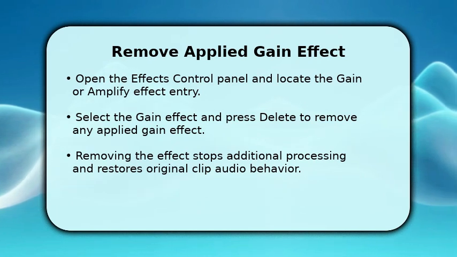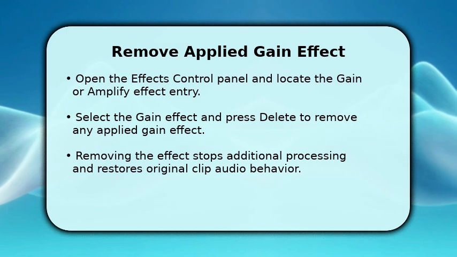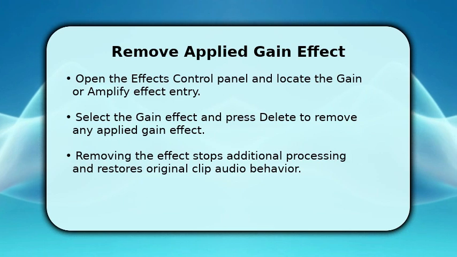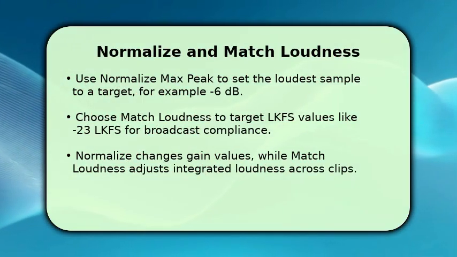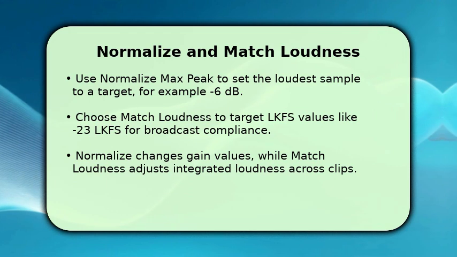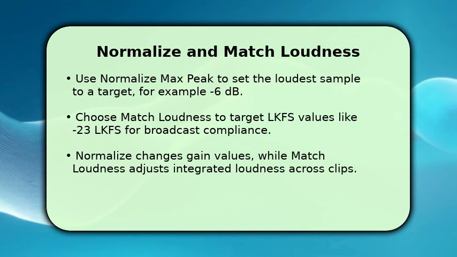To manage loudness consistently, use Normalize Max Peak or Match Loudness tools. Use Normalize Max Peak to set the loudest sample to a target, for example -6 dB, which lowers spikes without extra plugins. Choose Match Loudness to target LKFS values like -23 LKFS for broadcast compliance and consistent streaming levels.